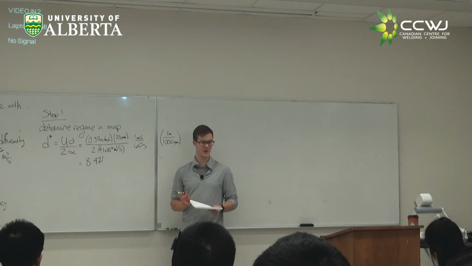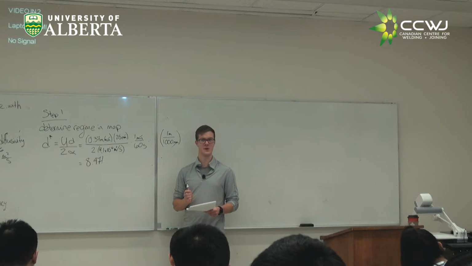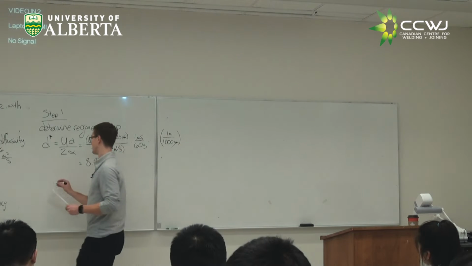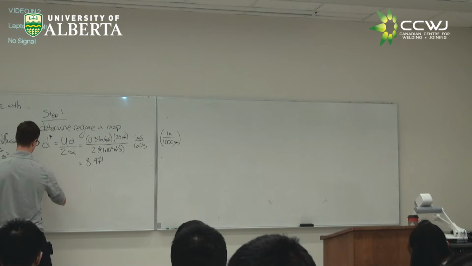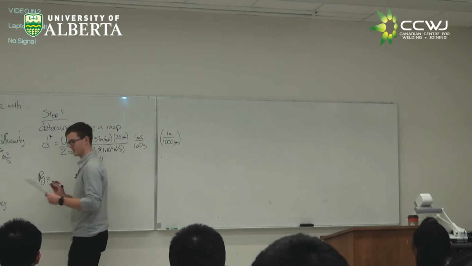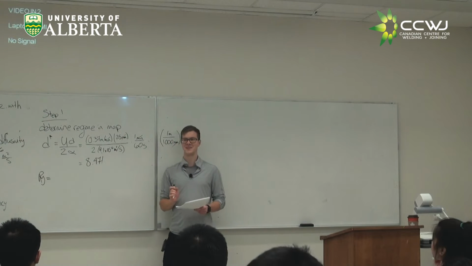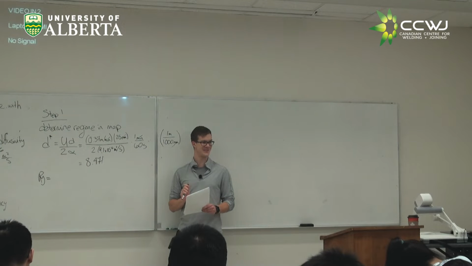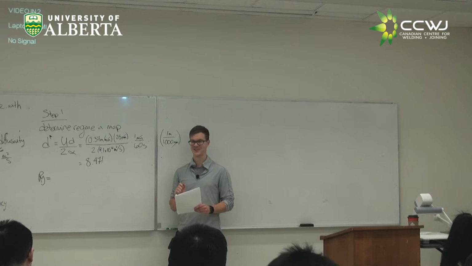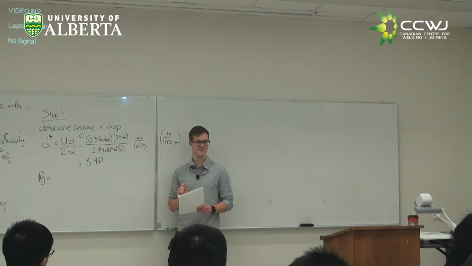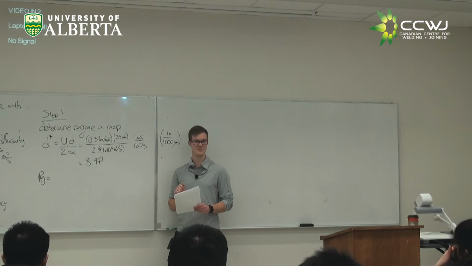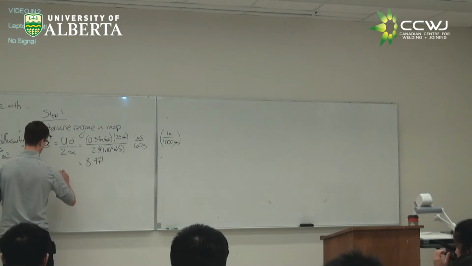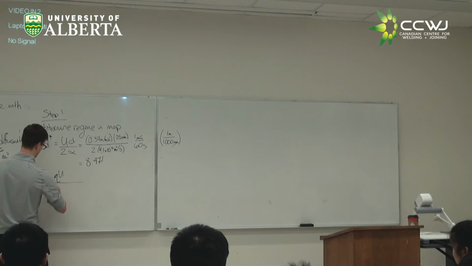Now, what's the second parameter we want for determining where we are in the map? The Rykalin number. So, does anyone have the formula for the Rykalin number? QV over 4 pi alpha (T minus T naught). Yep.